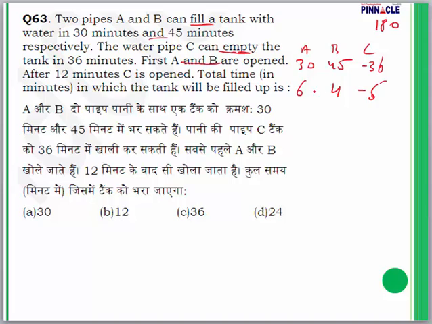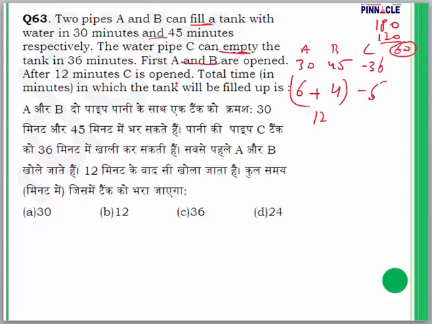Now first they open A and B, and for how much time? 12 minutes. 6 plus 4, 10, 10 into 12, that is 120. It means 60 is remaining, that is to be filled.